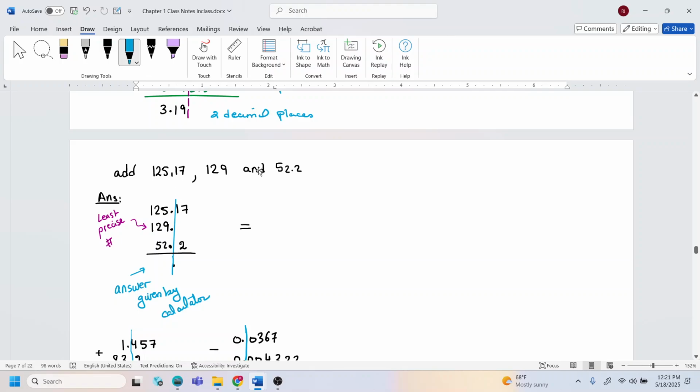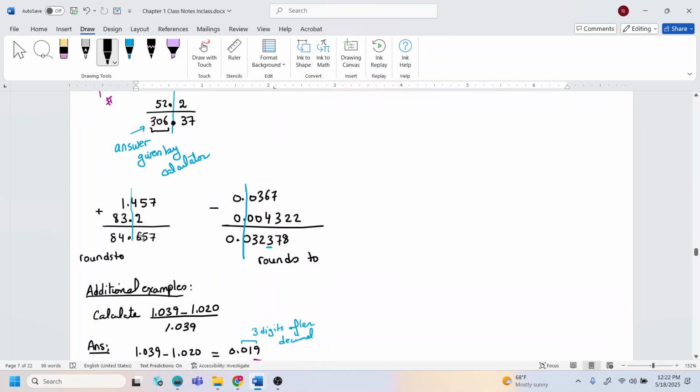Here are 3 numbers in there that I am adding up. One of these numbers has no digit after the decimal. So this one has 2, this one has 1, and this one has none after the decimal. So my answer should have none after the decimal. So when I am adding this up, that is going to be 37. So it's 0.37, but I don't need that 37 in there because my least precise number has no digits after the decimal. So my answer here is going to be 306.